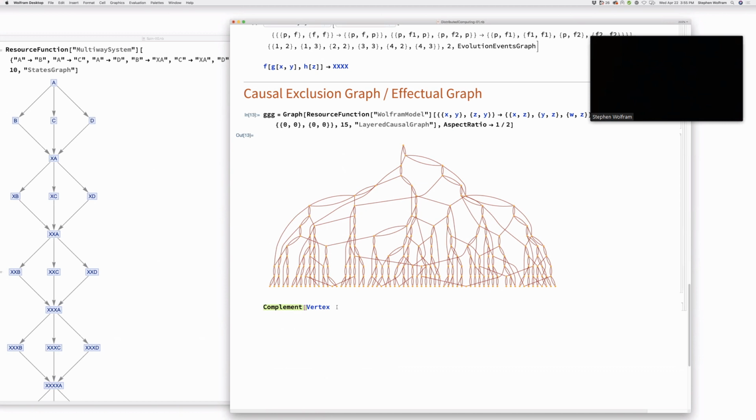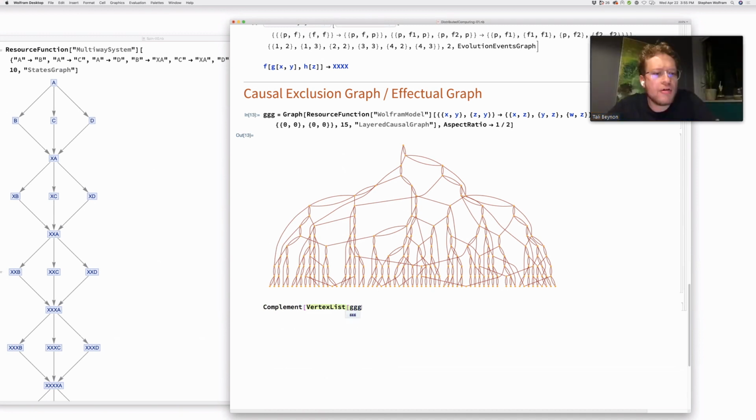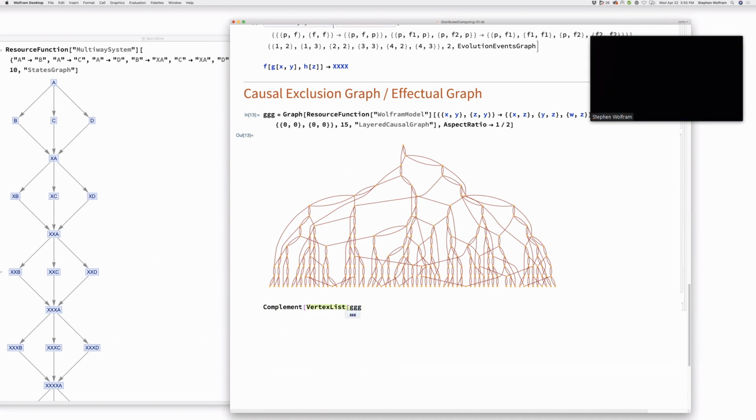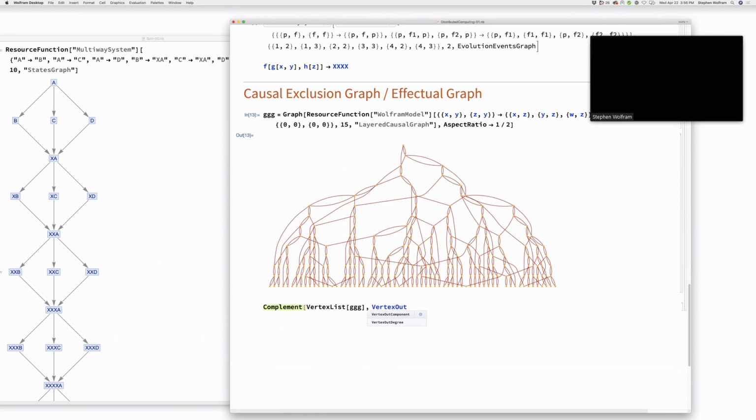Help me work through that. So you're saying it's the complement vertex list of that graph, of the whole graph? Okay, I think I understand what you're saying. And then vertex out component, yeah, then vertex out component of a particular vertex. Right, of a particular vertex in G, of that particular vertex, hash there. And then what we want to do is map that over the vertex list of G.